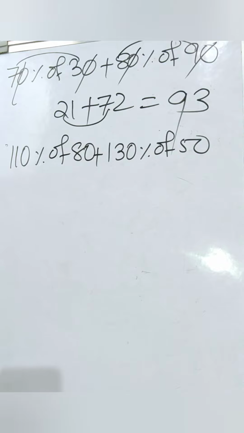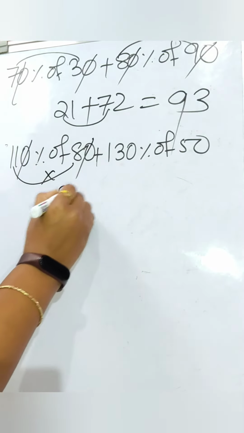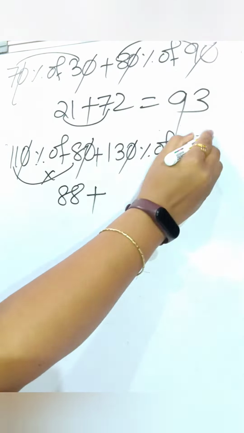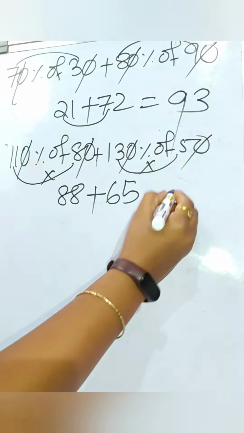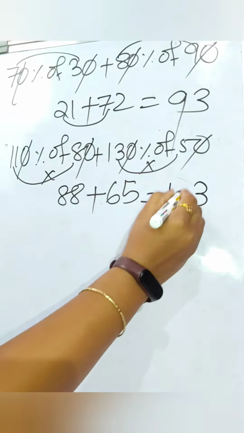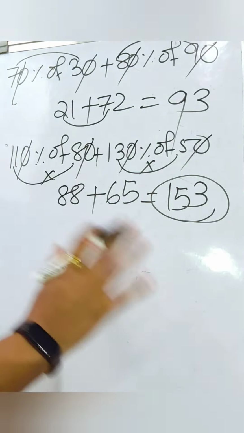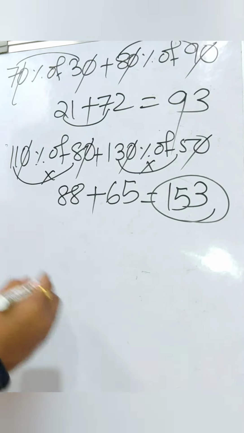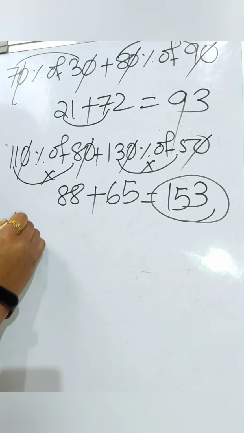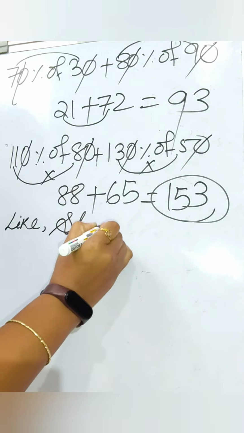So now let's start doing this. 110% of 80, so 0 0 cancel out, 11 8s are 88. 130% of 50, 0 0 cancel out, 13 5s are 65. Let's add them. 8 plus 5 is 13, write 3 and carry 1, 8 plus 6 is 14 plus 1 is 15. So the answer is 153. So in a very short time we can do this. This is a time saving method. Kindly do the practice for this, because without practice you can't do anything else.